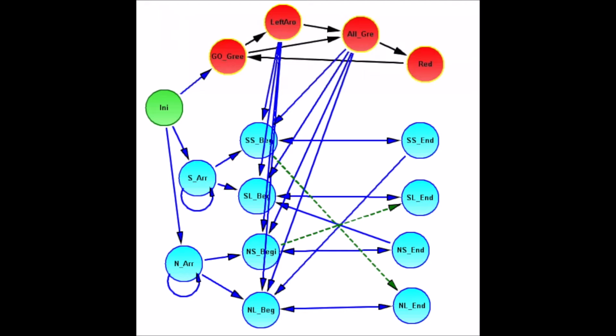And there are a couple other interactions, where if there's an arrow from NS end, for example, to SL begin, then if the straight cars are done and there are no more straight cars to schedule, it'll schedule a left turn car on the other side, as you would expect in a real intersection. And now I think we're going to move on to the results we got from our model.